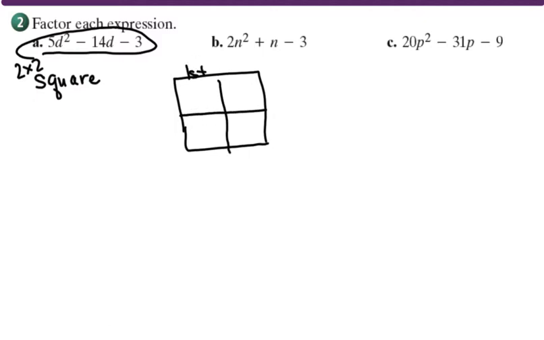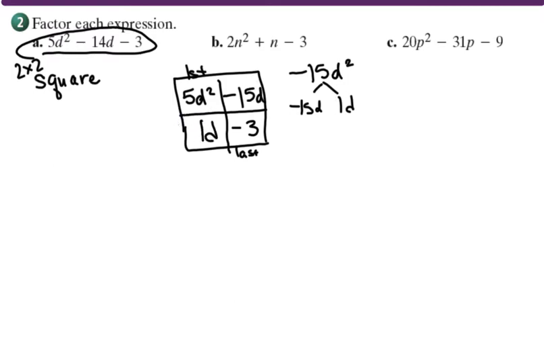Your first term always goes here. Your last term always goes here. That's non-negotiable. You can't change that. So 5d squared goes here. Negative 3 goes down here. Now you multiply these two together. So negative 15d squared. And you find factors of negative 15 that would give you negative 14. Well, that's easy. Negative 15d and positive 1d, right? Negative 15 plus 1 is negative 14. Now, you put these in the two remaining boxes. It doesn't matter the order. I'm going to put negative 15d here just because, and I'm going to put 1d down here just because. It could be the other way.